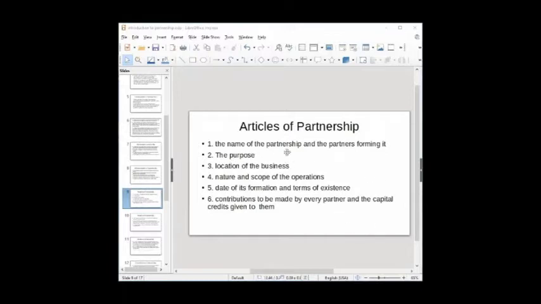Number one, the name of the partnership and the partners forming it. Number two, the purpose of the partnership. Number three, location of the business. Number four, nature and scope of the operations. Number five, date of its formation and terms of existence. Number six, contributions to be made by every partner and the capital credits given to them.